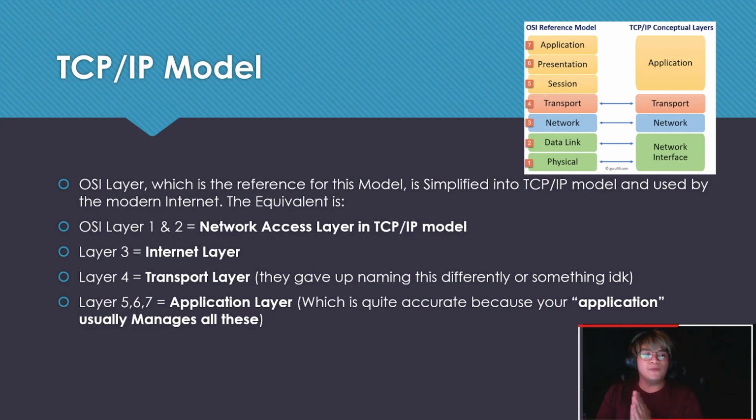TCP/IP model. We normally use the TCP/IP model in the modern internet, but the OSI layer model is still widely used to help visualize and communicate how the network operates, to assist in troubleshooting any networking problem, layer by layer. For example, you have the TCP/IP conceptual layer over here. We have the network interface instead of the OSI model's physical and data link.